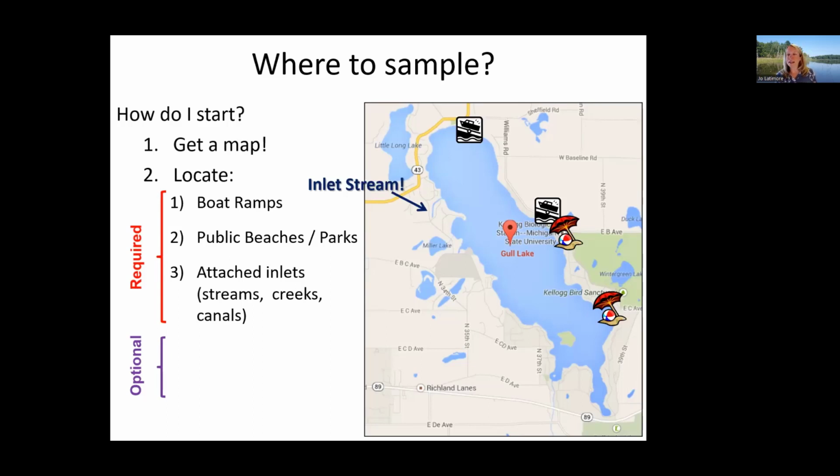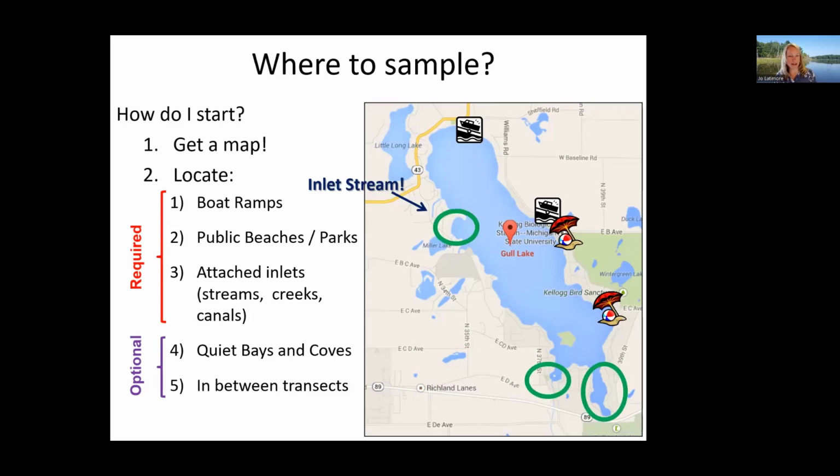So if you can't sample anywhere else on your lake, maybe you have a really big lake or you just don't have a lot of time, these are the places we want you to concentrate your effort. Boat ramps, public beaches and parks, and attached inlets like streams, creeks, and canals. Then if you want to do more, you can look for other features like quiet bays and coves. You know, those are the places that tend to be the weediest, right? Plants tend to do really well in there. So there may be some invasive species hiding out in there.